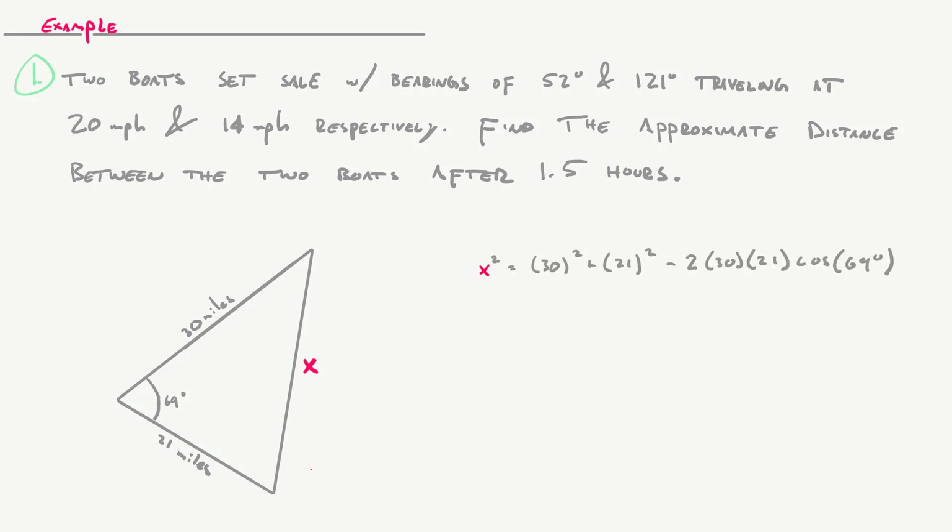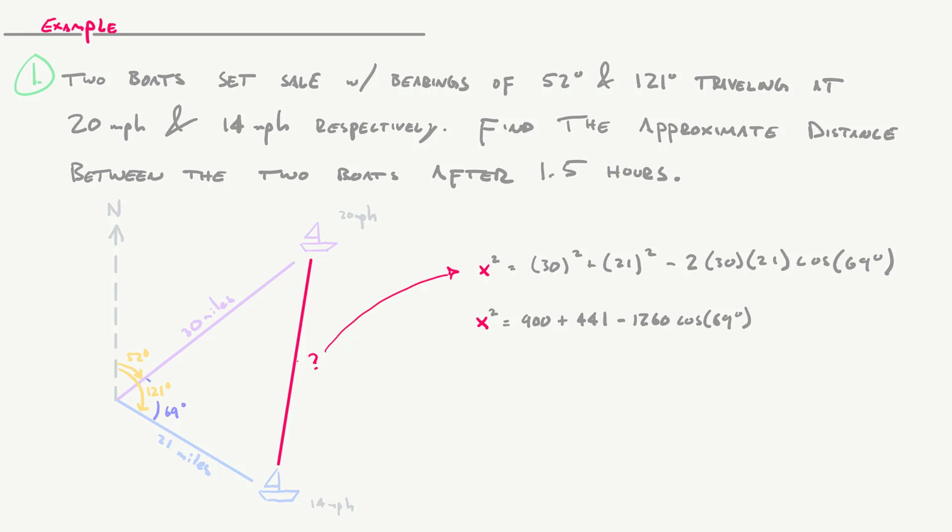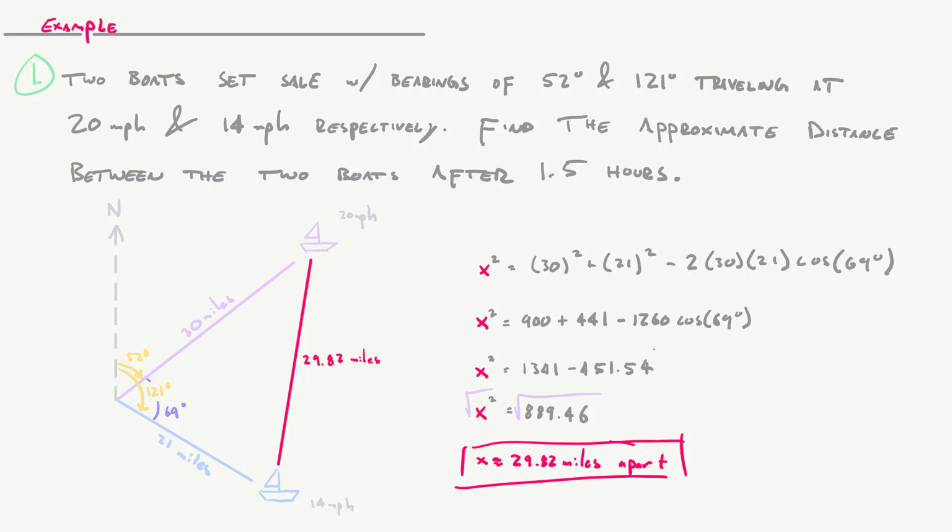So I'm going to use x squared is equal to the other side squared, 30 miles, so 30 squared, plus the other side squared, 21 miles in this case, minus 2 times 30 times 21 times cosine of the angle that's opposite of x. At this point, it's just a bunch of algebra, right? So this becomes x squared is equal to 900 plus 441 minus 1260 times the cosine of 69 degrees. I'm just adding here and doing some multiplication. So we get x squared is equal to 889.46. We're going to square root both sides, and we get that the distance between the 2 boats is approximately 29.82 miles.